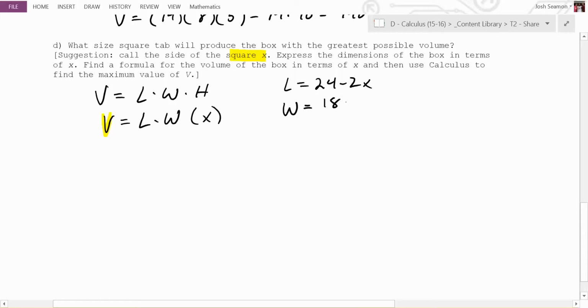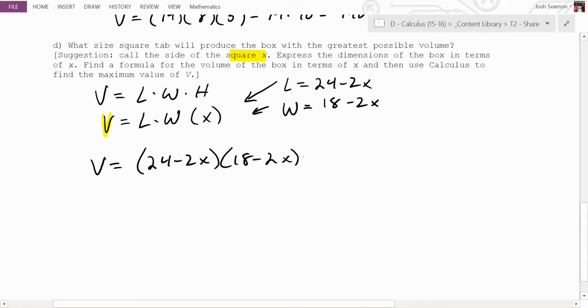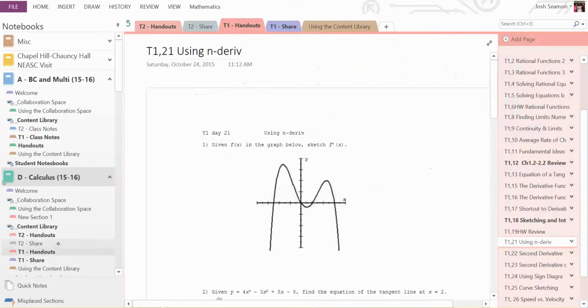18 what? Minus 2x. So then what do we do? All we do is take both of those and plug them in, and you end up with 24 minus 2x times 18 minus 2x times what? X. Do we have an equation that's entirely written in terms of x? We do. We have an equation that is entirely written in terms of x. Fantastic.